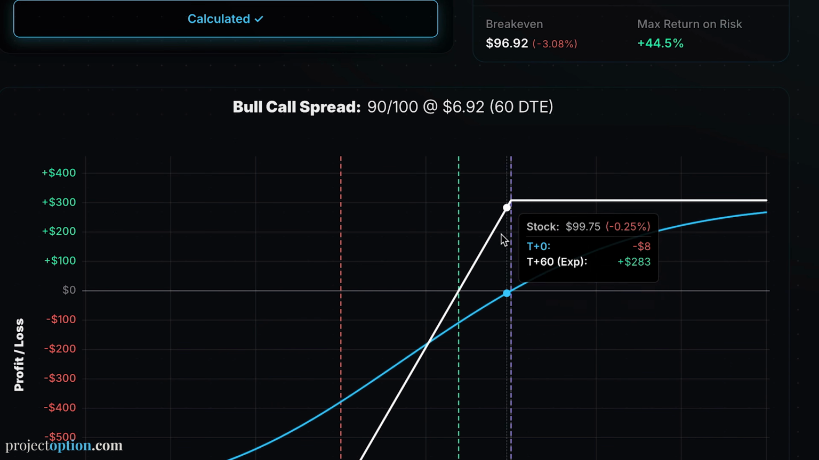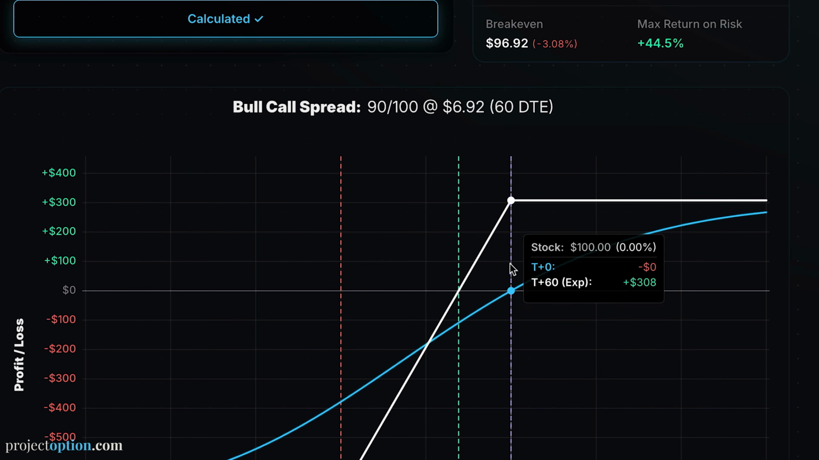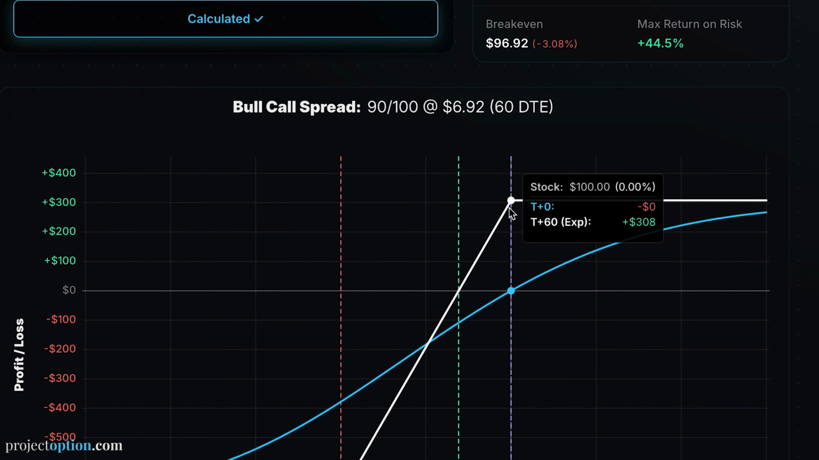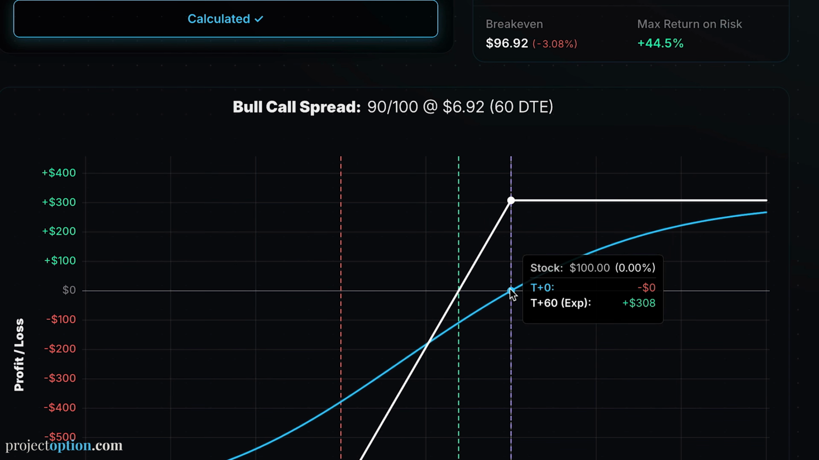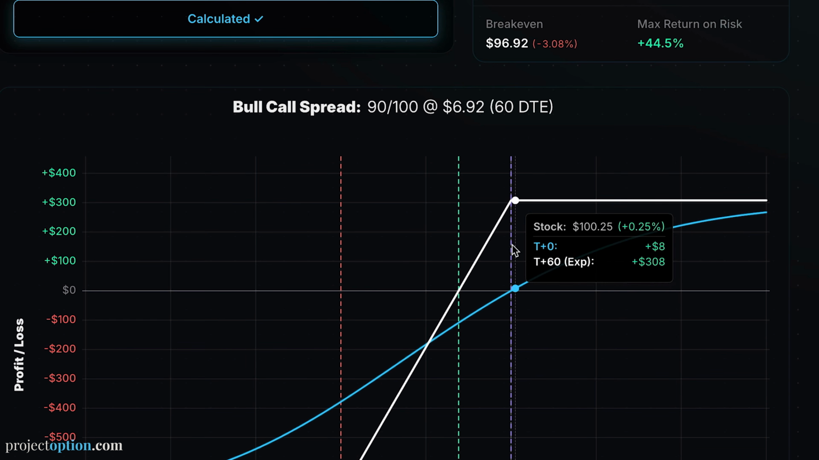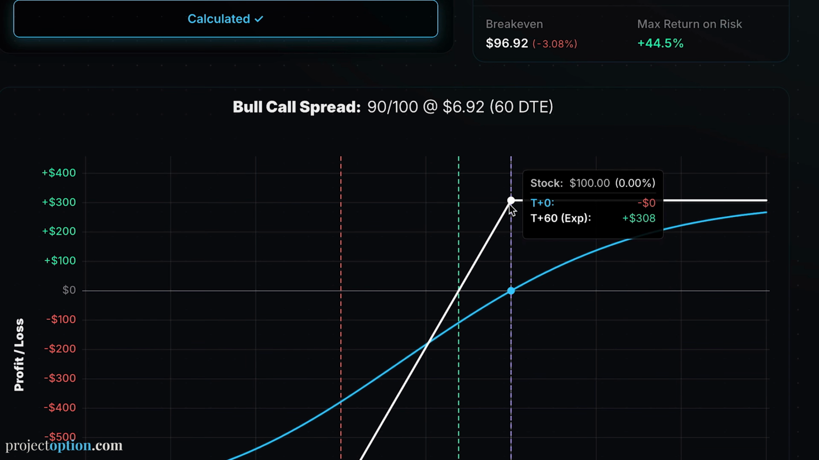So as time passes, the spread price is going to approach the spread width of $10. So we buy this for $692. Basically, if the stock price stays at 100, the spread price is going to go from $692 and it's going to converge towards $10. And that is going to generate that $308 profit in this particular example.